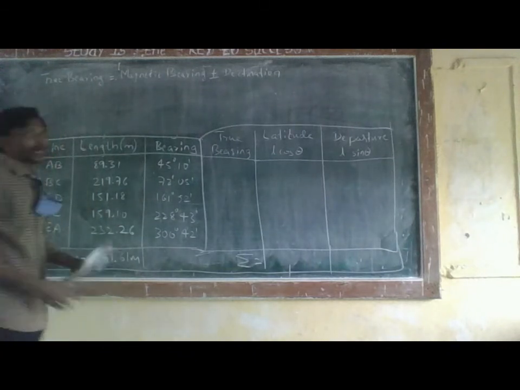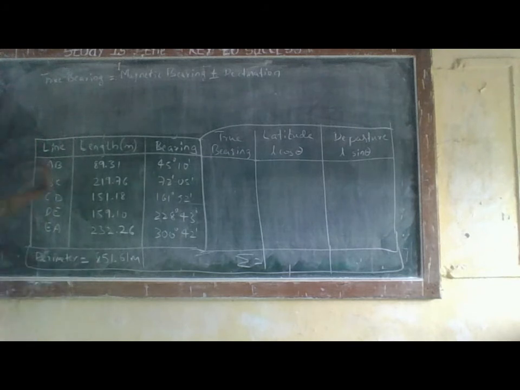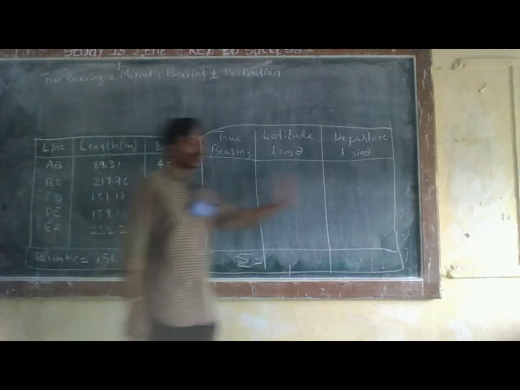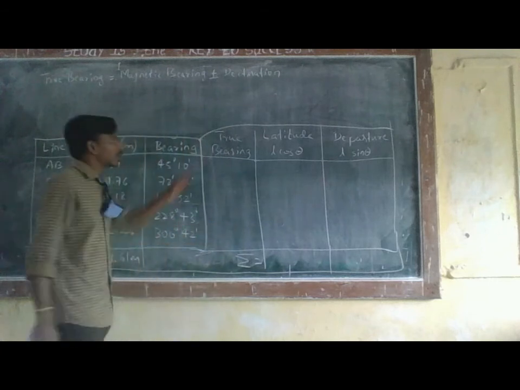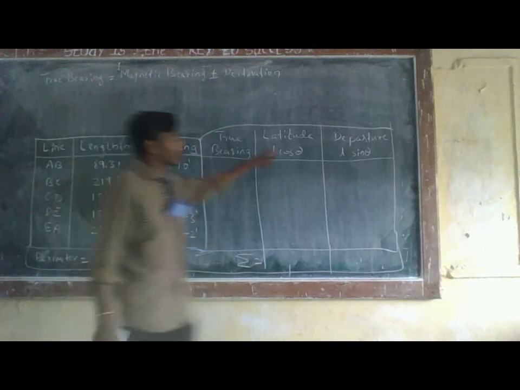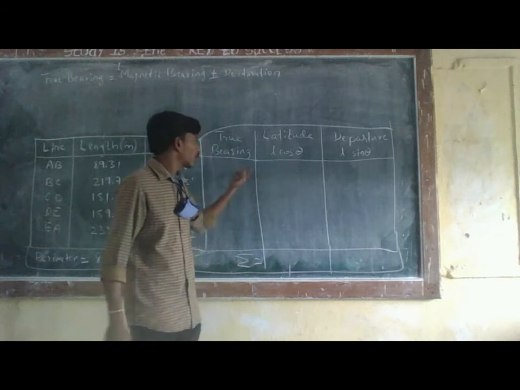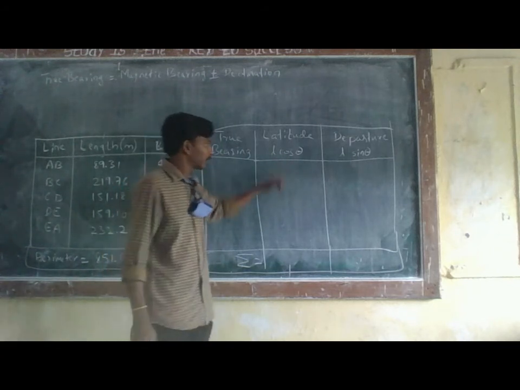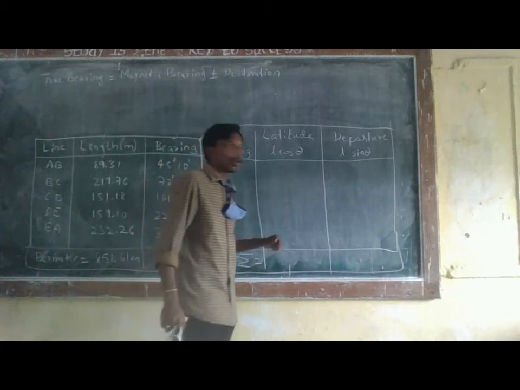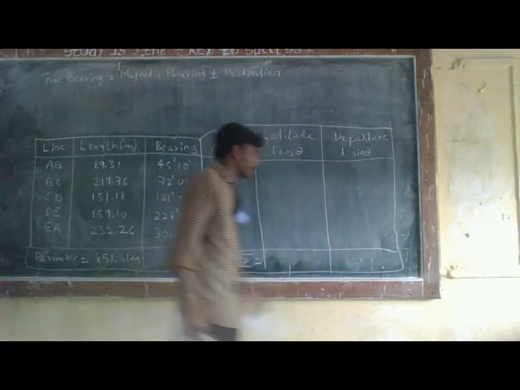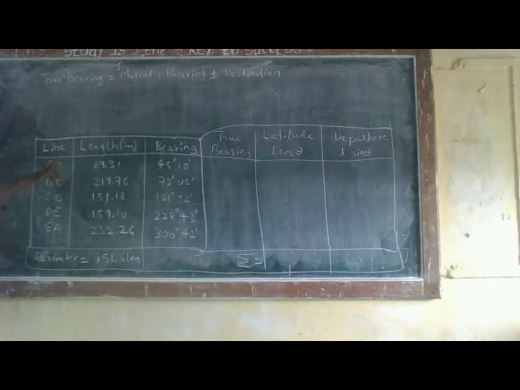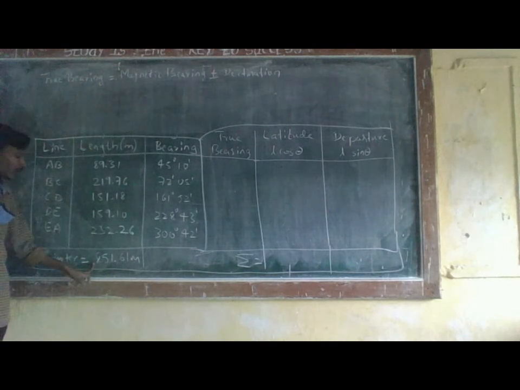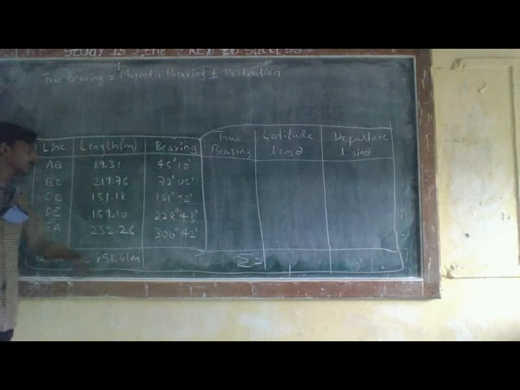Now look at the problem here. Now we have to extend the table for the solution also. So we need the columns, true bearing column, latitude. We are going to calculate the latitude for each line and substitute the values in this column and the departures in this column. Now calculate the perimeter of the traverse. So add all these lengths, you will get the perimeter 851.61 meters.